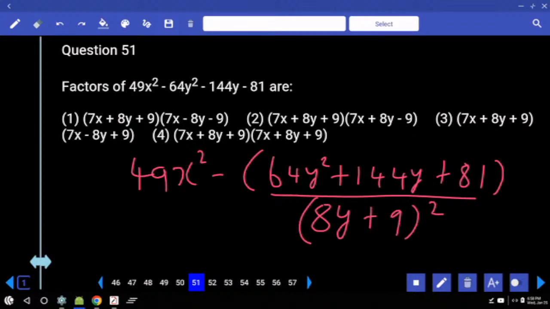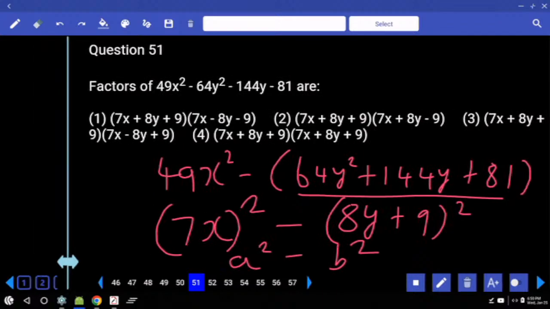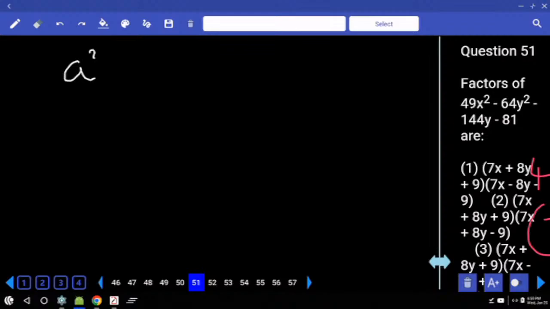8y whole square is 64y square, 9 square is 81. 2 into 8 is 16, 16 9s 144, 144y. And this can be written as what? 7x whole square minus 8y plus 9 whole square. Now this is in the form of what? A square minus b square, which can be written as what? A square minus b square is equals to a plus b into a minus b.